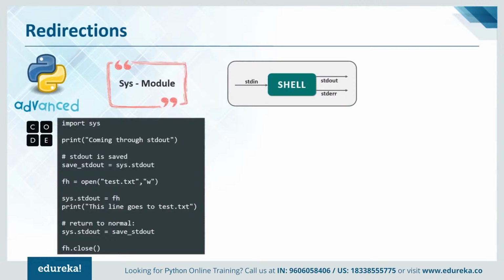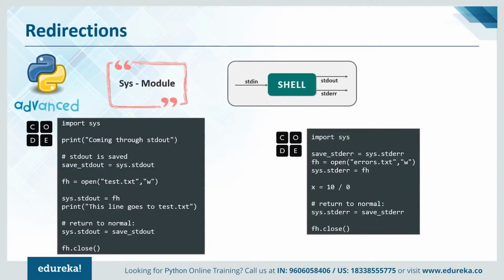After this, we open a file called test.txt for writing. After the statement sys.stdout equals fh, all of the print statements will directly print into this particular file. What's the file? Test.txt. The original condition is restored with sys.stdout equals save_stdout. So guys, your fh is actually a file handle. Pretty simple, right?